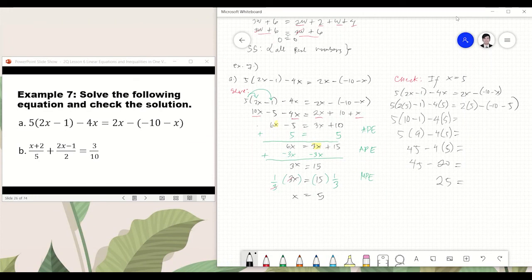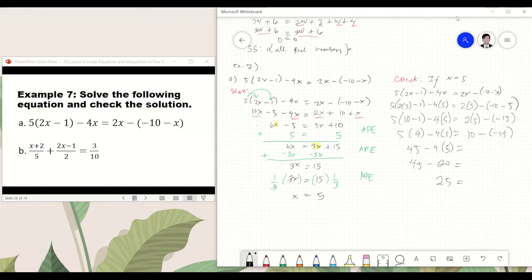Then, finally, 45 minus 20, 25. Okay, doon naman tayo sa right side ng ating equation. So, start with the parenthesis. Negative 10 minus 5, magiging negative 15. Kasi magkapareho, di ba sila ng sign? So, negative 15. Mag-a-add tayo, copy the common sign. Then, 2 times 5, that's a 10.